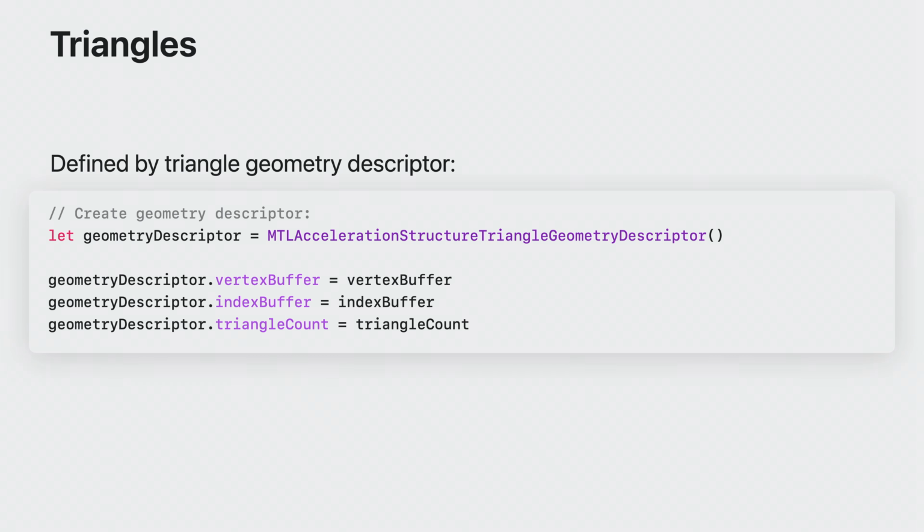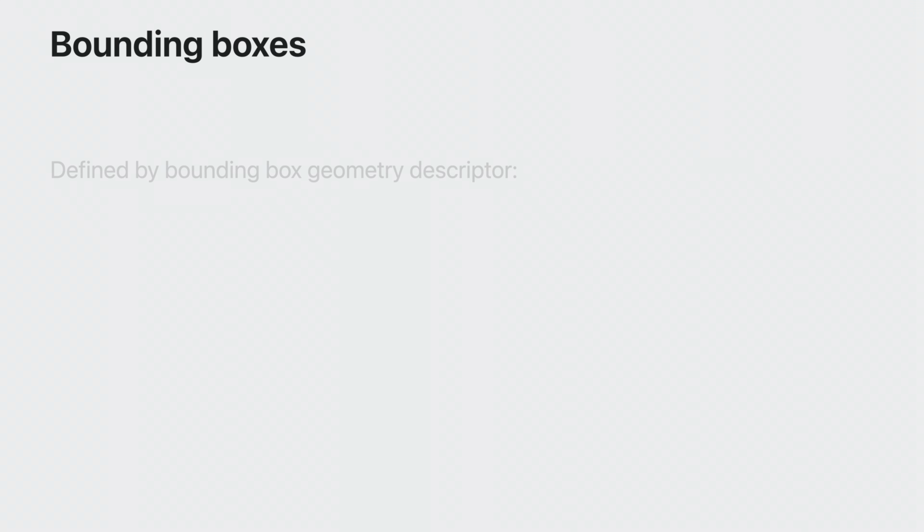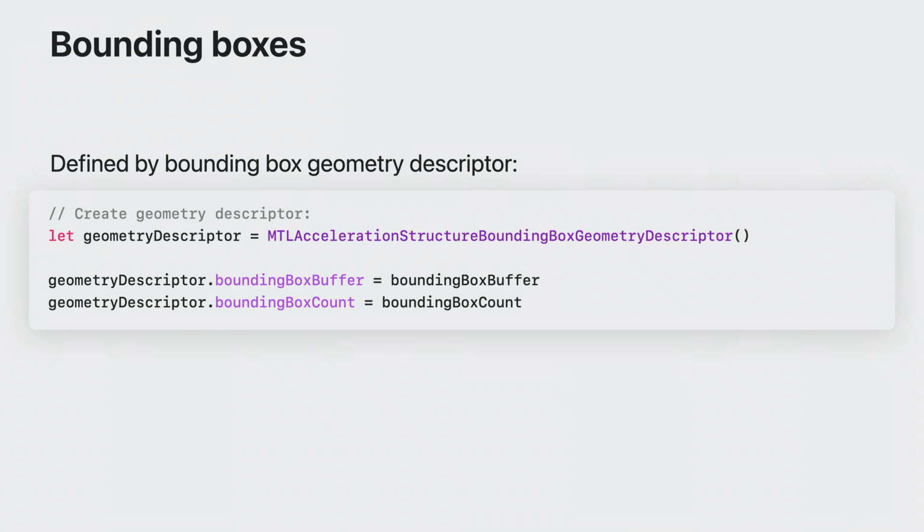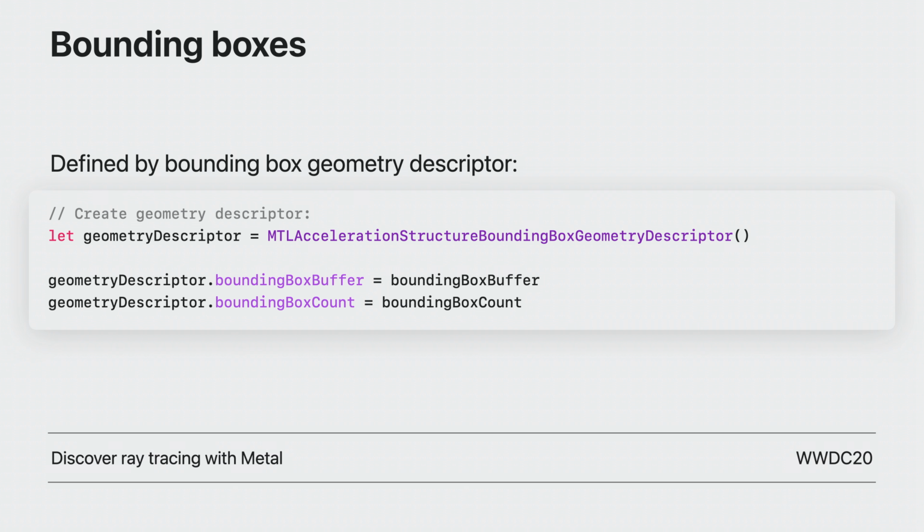To create an acceleration structure using triangles, create a triangle geometry descriptor for an individual piece of geometry. You will provide a vertex buffer, index buffer, and triangle count. Bounding box geometry works in a similar way, except instead of vertices, you provide the bounding boxes that enclose your geometry. Additionally, you provide an intersection function which Metal will invoke when a ray hits your bounding box primitive. For more details about how to set up the intersection function, see the 2020 Discover Ray Tracing with Metal talk.